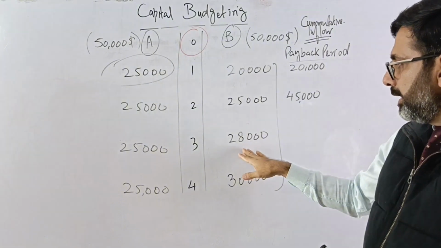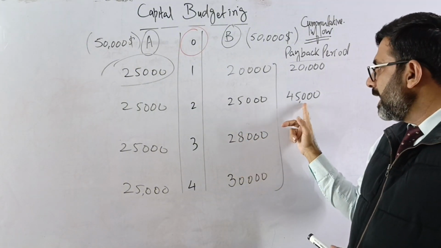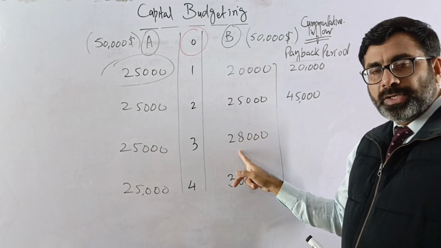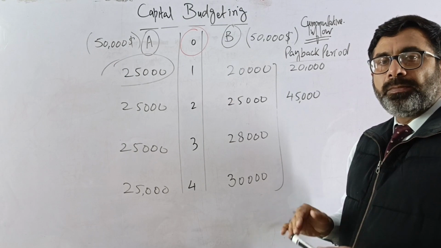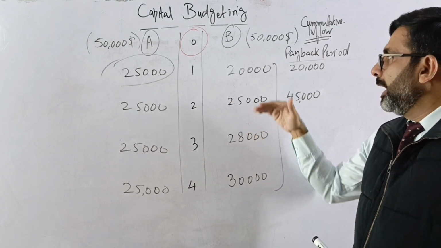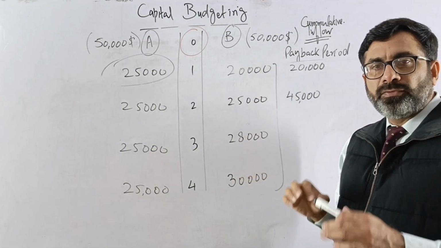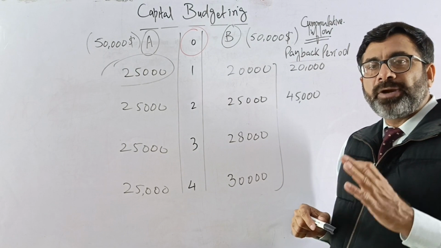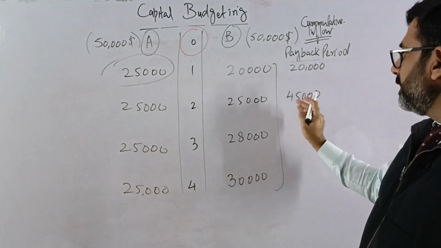But if we look at the value of the next year, it is 28,000. If we add this 45 and 28, the value will obviously be above 50,000. It means the payback period is more than 2 years but less than 3 years. So what we have to do is find the fraction of that year, how much extra we need.